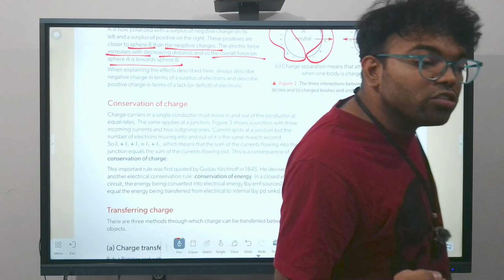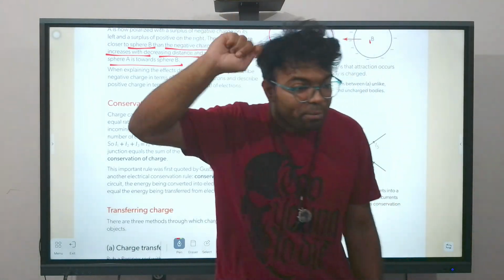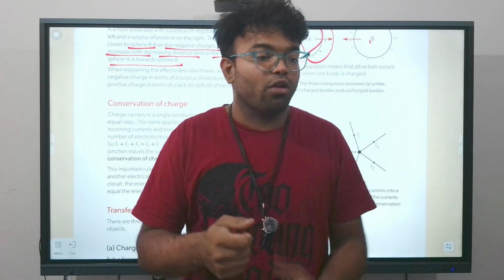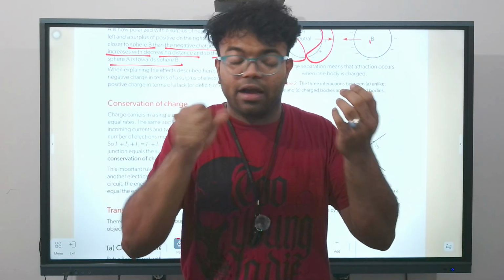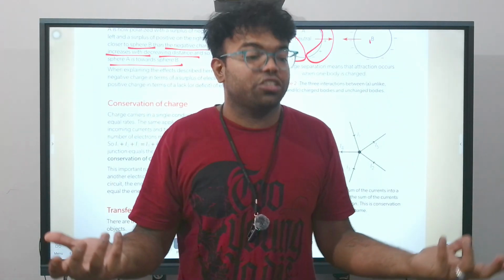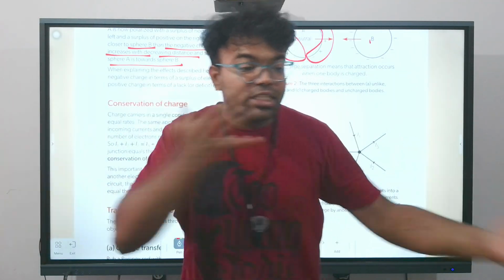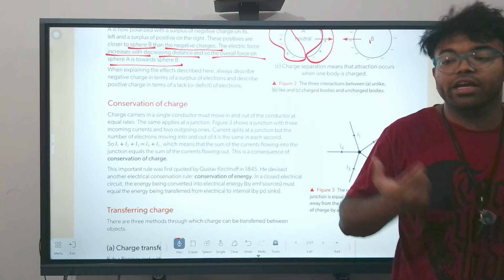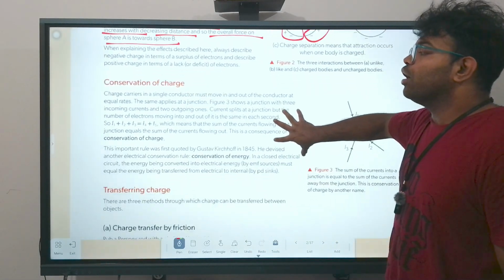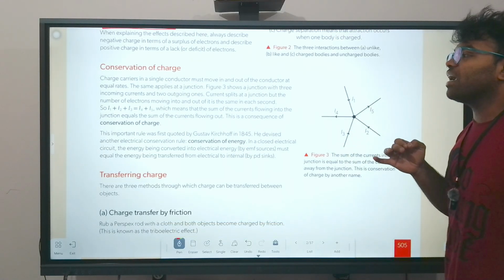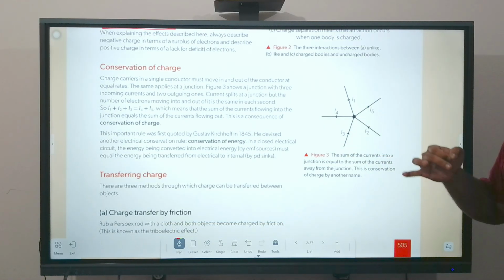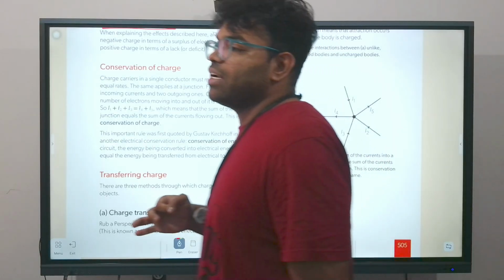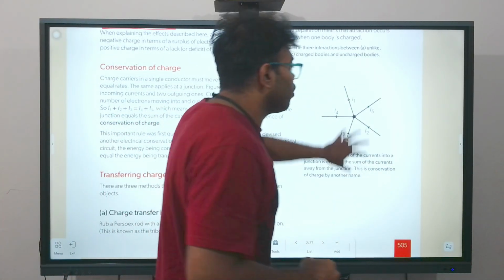There are various means of transporting electrons, like you can rub a scale on your head, or use friction with a piece of cloth and a glass rod. You can create charges by transfer of electrons from one place to another, but you cannot destroy an electron. So charge carriers in a single conductor must move in and out of the conductor at equal rates. Now, I'll explain to you what is happening.